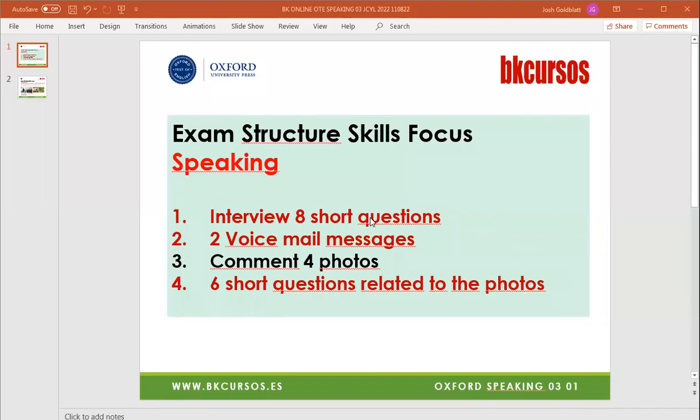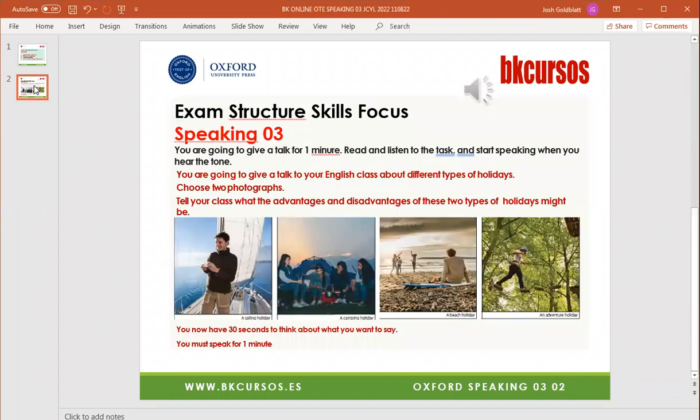Now we're going to look at part 3 of the Oxford Test of English. In part 3 of the speaking test, you have to talk about 4 photographs. You will be given 4 photographs which are quite similar, about a similar theme, and you will have to talk about them for 1 minute. So if we look here, it says you're going to give a talk for 1 minute.